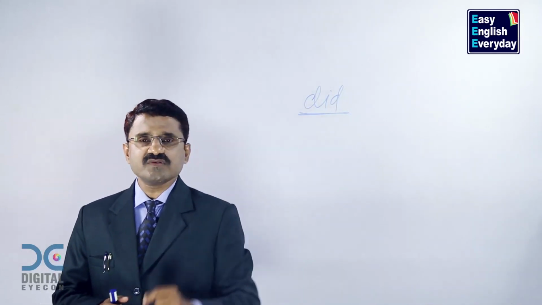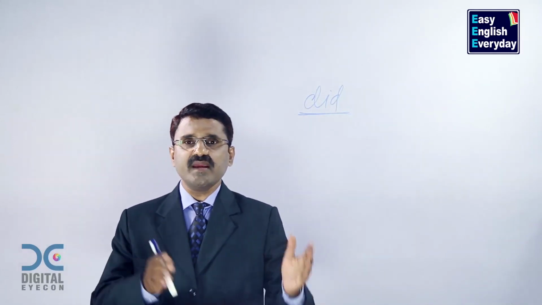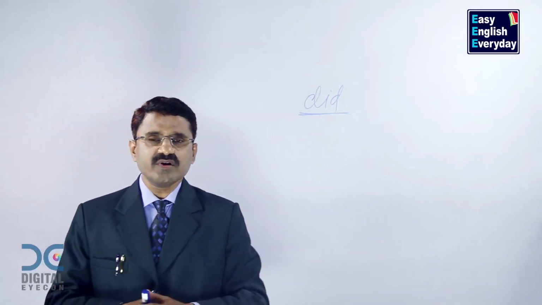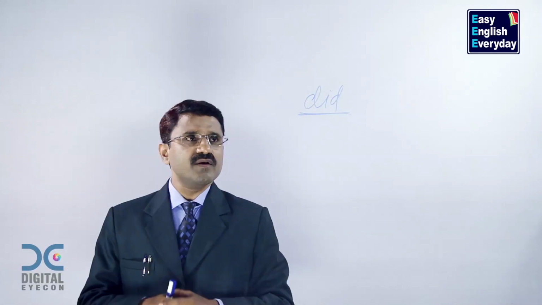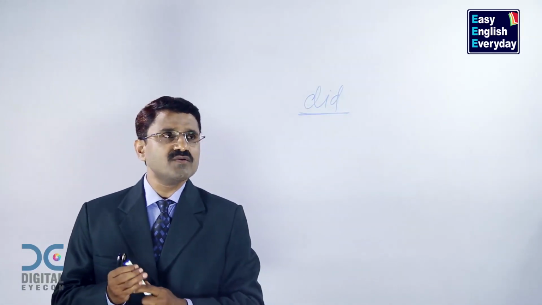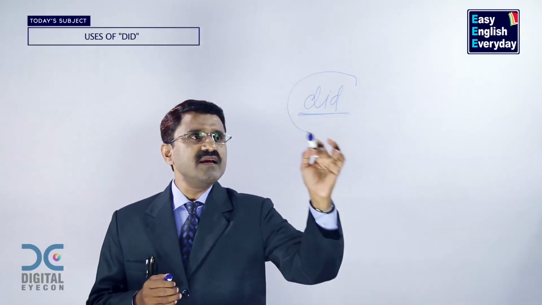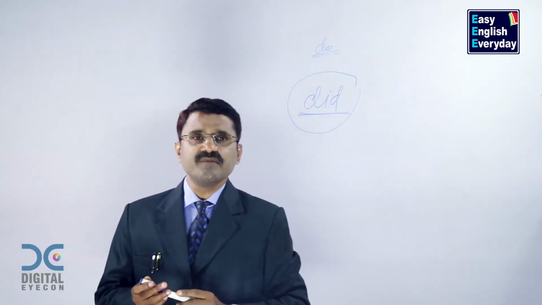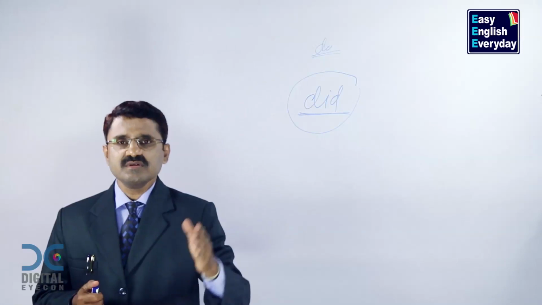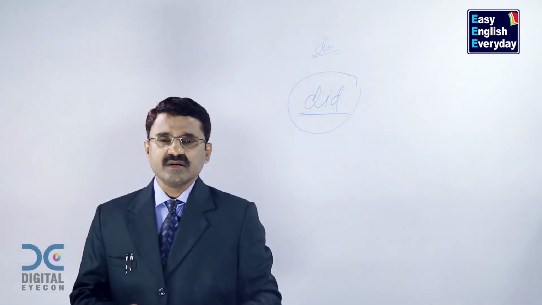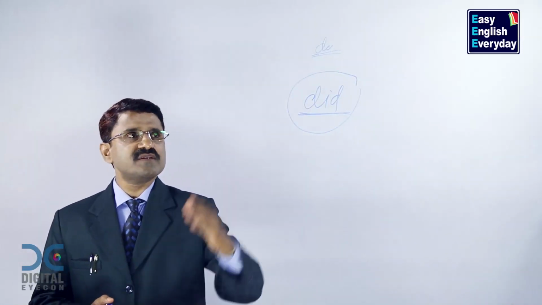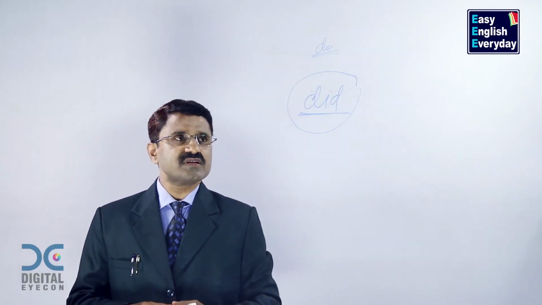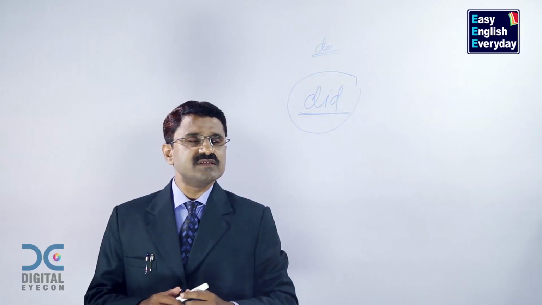Did is one of the most troublesome persons for many non-native English speakers. So all your doubts are going to be cleared in this video. Let us try to know more about did. Did is a member of the do family. In this family, we have three members: do, does, and did. In our earlier videos, we have discussed the uses of do and does. And in this video, we are going to discuss how to use did.